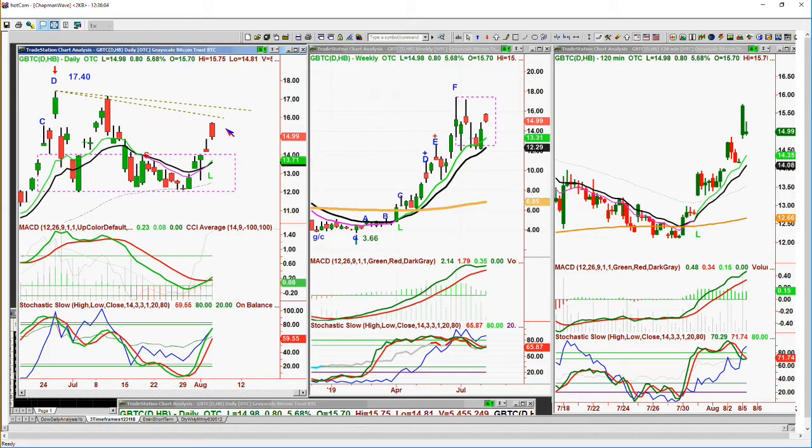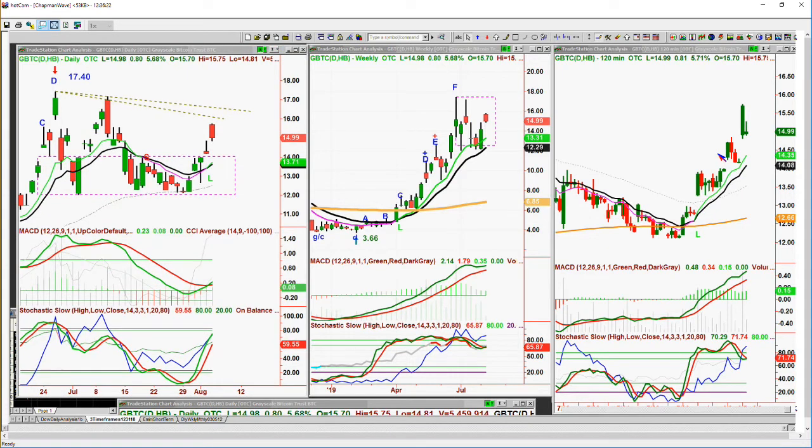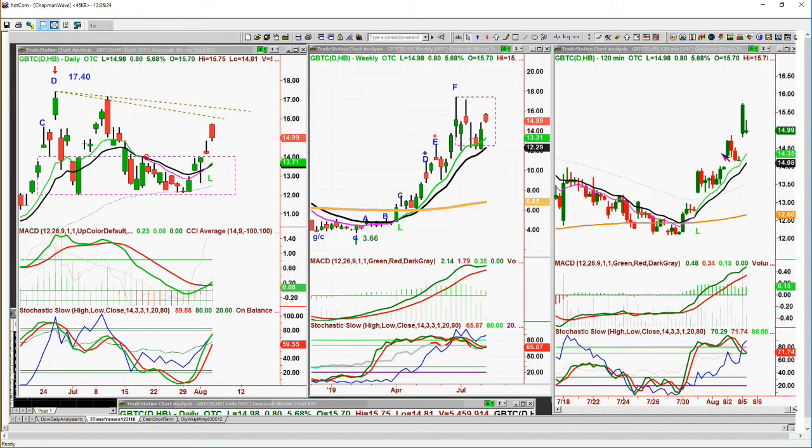I think the question was, would you add to it? My answer is, if you have already made some money in it, I'm going to say yes at $14.99 because it's in play. Let me just look at this 120-minute chart. Peak A, B, C. Yep, that's D and that's E. I think it's in for a little bit of a rest.